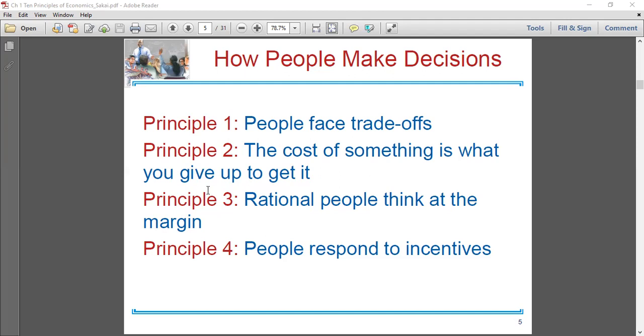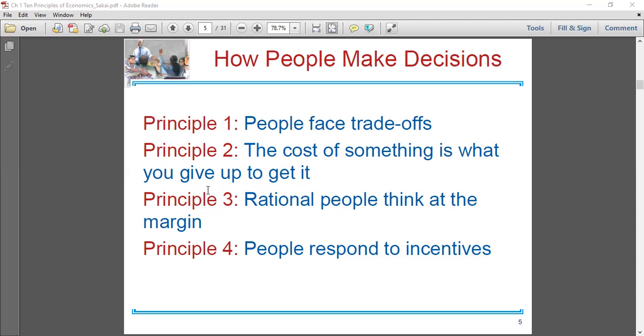For example, you are buying food, okay? So every day you buy a particular quantity. If the price should change by a very small margin, how are you going to react? How is it going to affect your decision making? That's what we mean by people thinking at the margin.